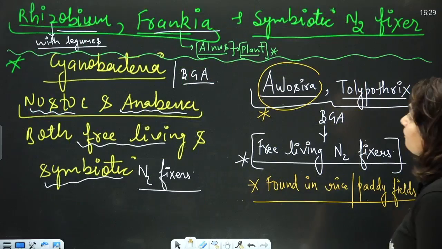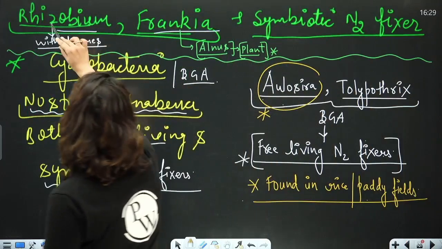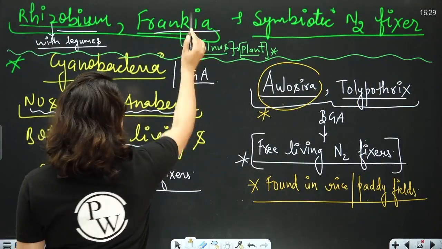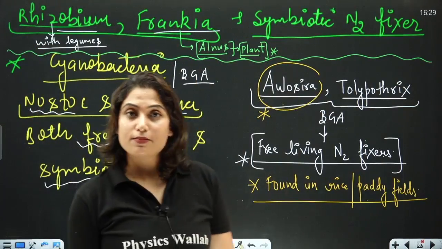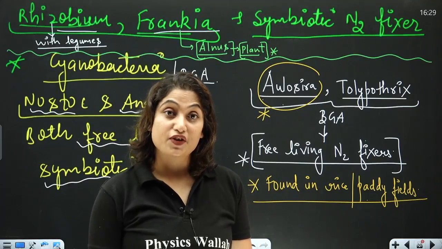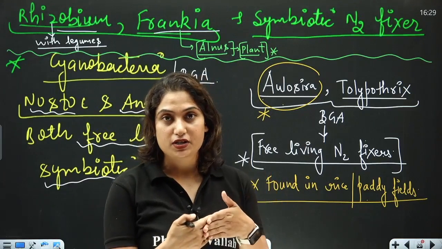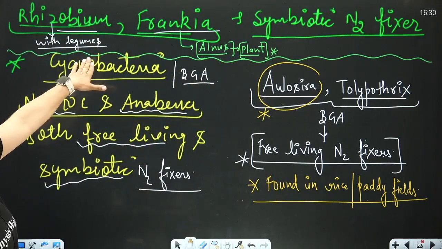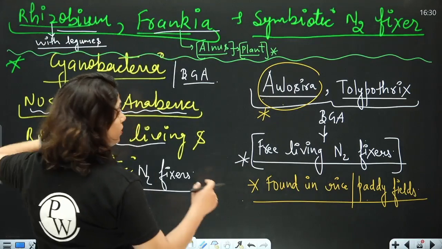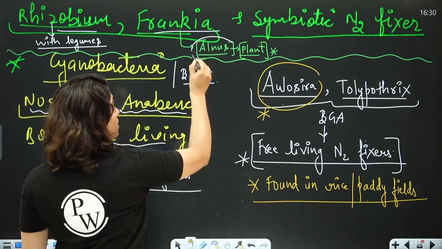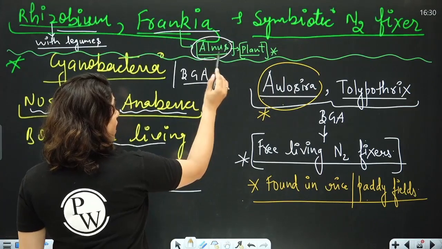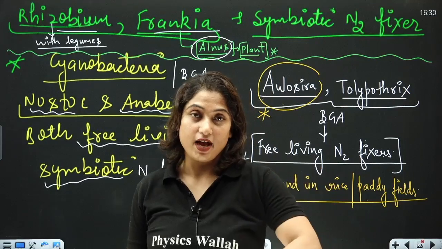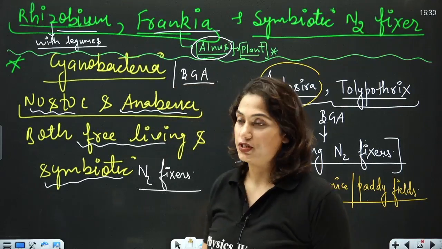Then comes Rhizobium. You must have heard the name Rhizobium and Frankia. These are the symbiotic nitrogen fixers. They fix nitrogen when they are associated with certain plants. Rhizobium is found associated with legumes and Frankia is found associated with the plant Alnus. The plant Alnus, right? So this is important. Rhizobium, Frankia, they are symbiotic nitrogen fixers.